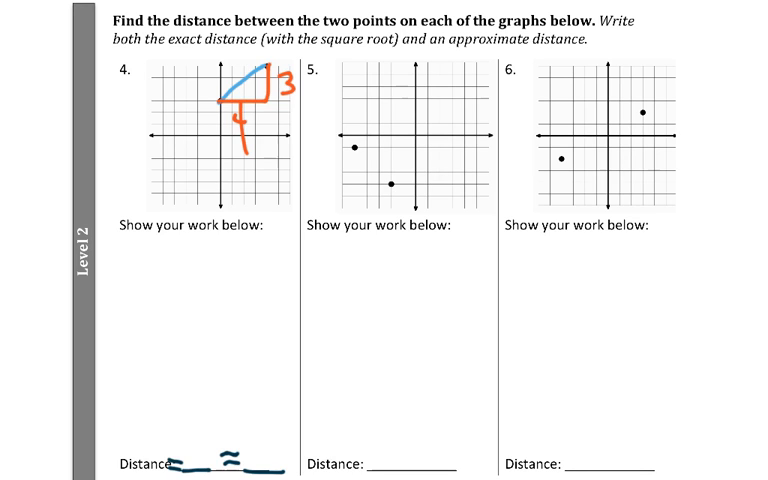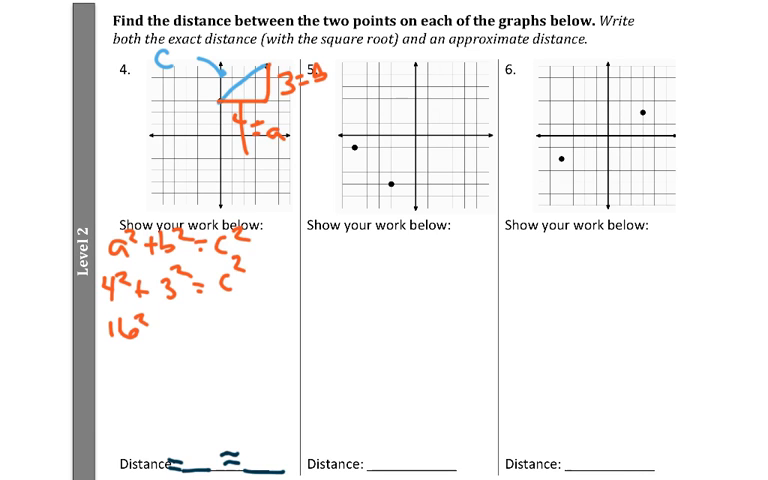Now I can use the Pythagorean theorem. Let's call 4 a, let's call 3 b, and let's call the distance we're trying to find c. So the Pythagorean theorem says that a squared plus b squared equals c squared. And so we can plug in our numbers. 4 squared plus 3 squared is going to equal c squared. We're still trying to find c.